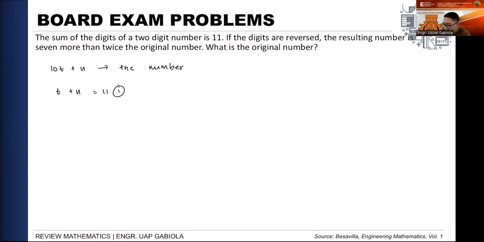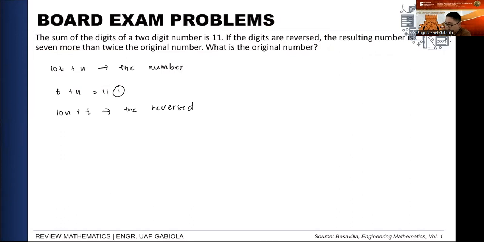If the digits are reversed, so pag na-reverse siya, the resulting number is 7 more than twice the original number. So kung ito yung the number natin, ano yung reverse niya? Ang reverse niya ay 10u plus t. Ito yung the reverse.